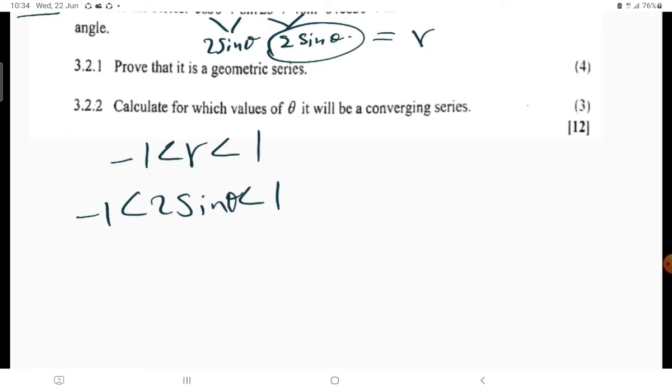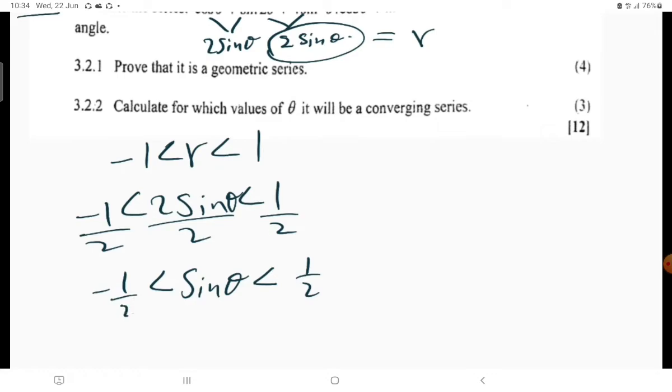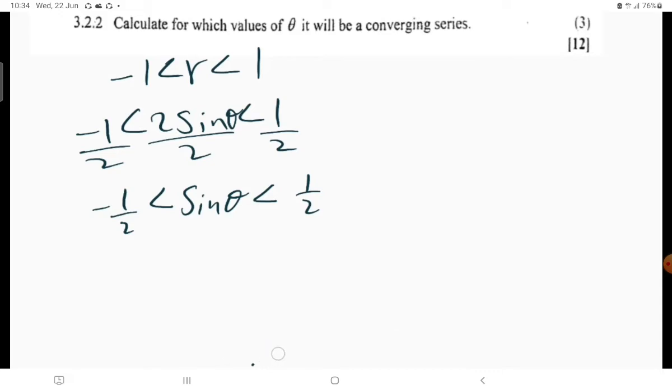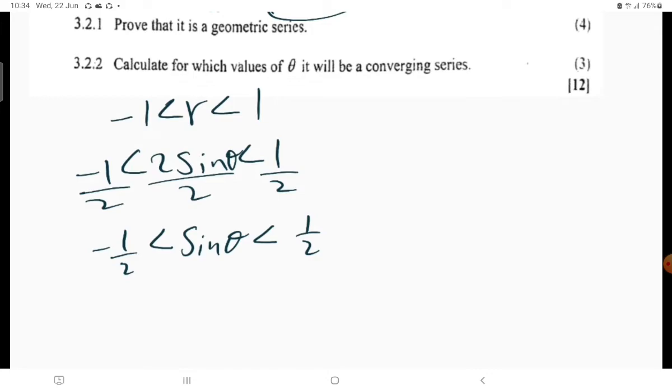Having solved for theta, let's divide by 2 on all the sides. Then we're left with sine theta less than 1 over 2 and greater than negative 1 over 2. So we can see now that for this to be between these terms, we are calculating the value of theta.